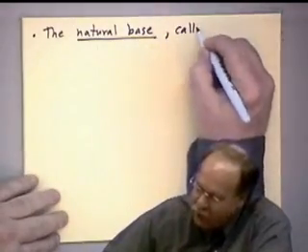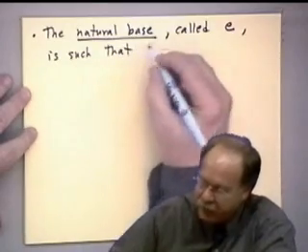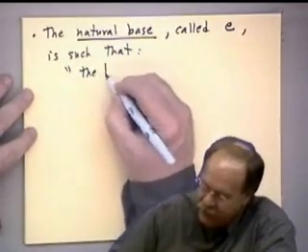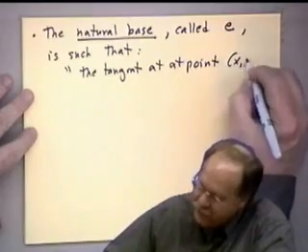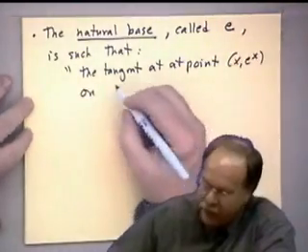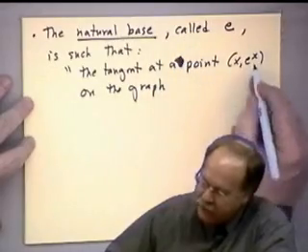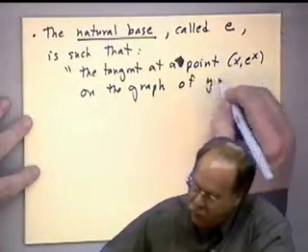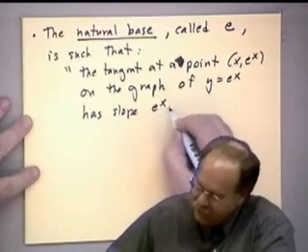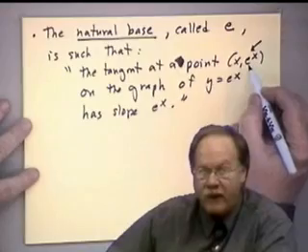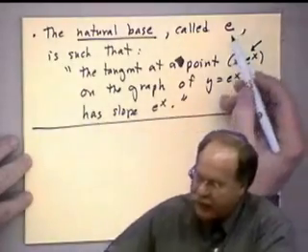The natural base, called, and this is a traditional letter, E, is such that, and here's the reason, although it'll make more sense later, if you take the tangent at any point x, e to the x on the graph of that function y equals e to the x, the tangent has slope e to the x. In other words, the second coordinate is not only the y value, it is also the slope of the tangent line at that point. That special feature makes this into the natural base.